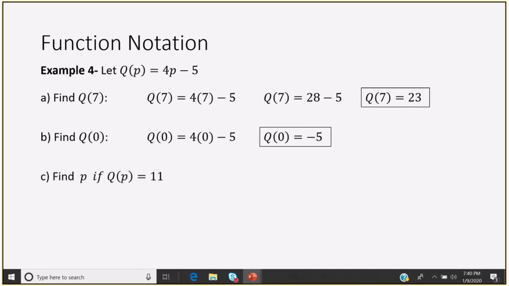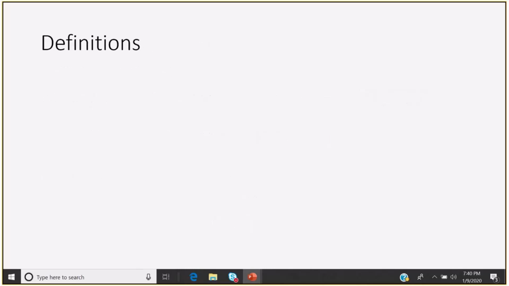Now be careful with this one. This question isn't asking you to find a value of a function. It's instead asking you to find your input given that your output is 11. So I know that the result of my function will be 11. I don't know what my input will be. So what I do in this case is I replace my Q of p with 11, and I go about solving for p. That's just fairly basic algebra. I add 5 to both sides, divide both sides by 4. I get p is equal to 4.